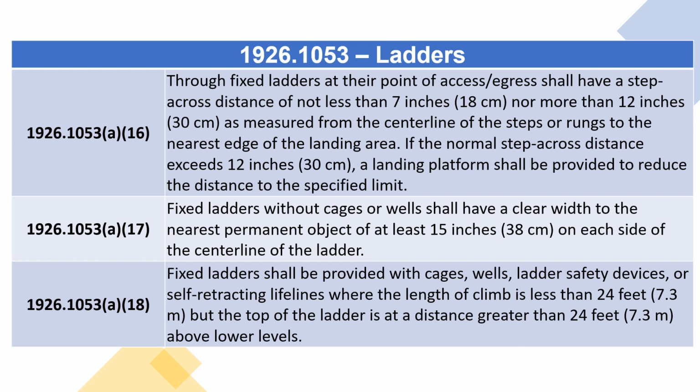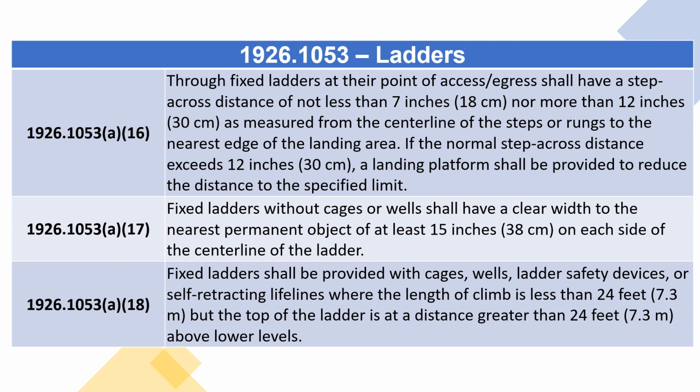1926.1053(a)(16). Through fixed ladders at their point of access/egress shall have a step-across distance of not less than 7 inches (18 centimeters), nor more than 12 inches (30 centimeters), as measured from the centerline of the steps or rungs to the nearest edge of the landing area. If the normal step-across distance exceeds 12 inches (30 centimeters), a landing platform shall be provided to reduce the distance to the specified limit.